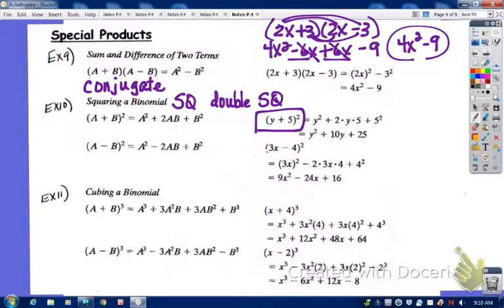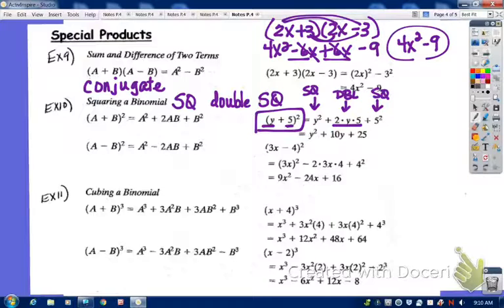So according to the shortcut, we're going to square the first term. So we square y. That's where you see it right here, y squared. That's the square part. We're going to multiply and double. In the second step, we're going to multiply y times 5, and we're going to double that. That's the double part. Then you're going to take the last term, which is 5, and you're going to square it. So you're going to square the first term, multiply the two terms together and double that. That's why the 2 is there. 2 times y times 5. And then you're going to square the last term.